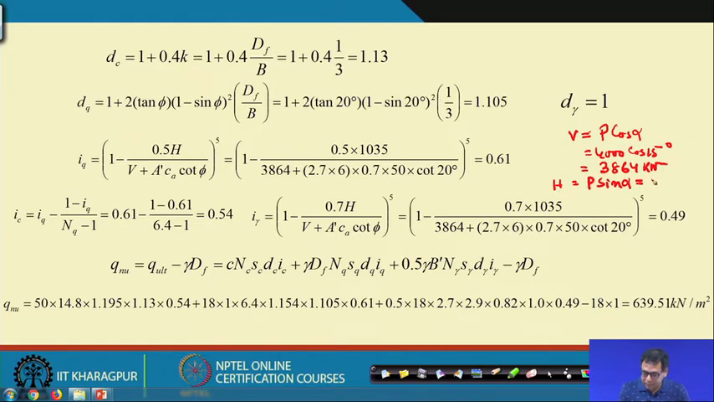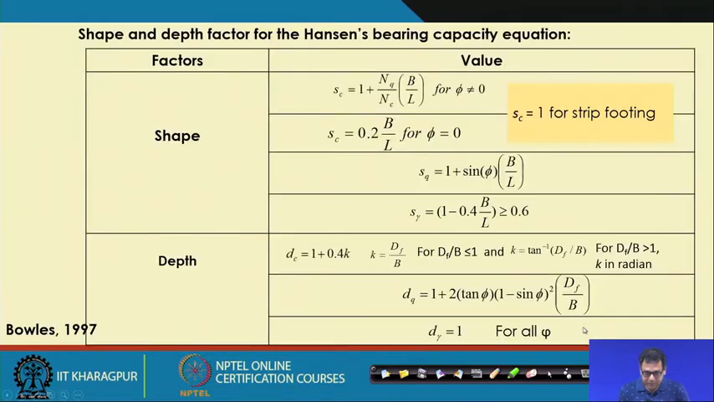So, that value is equal to 1035 kilonewton. Now if I put here the effective area, that means 2.7 into 6. If I put this value, it will be 0.61, then IC is 0.54 and I gamma is 0.49. And then if I put these values in this general expression, ultimately this comes out to be 639.51.